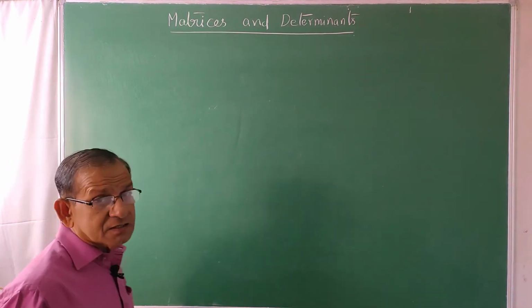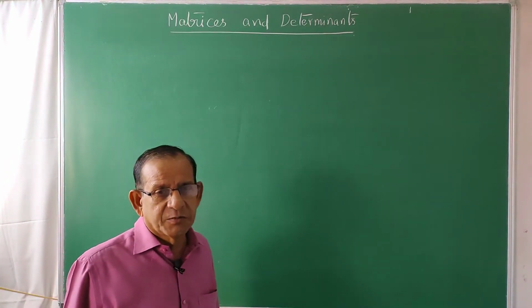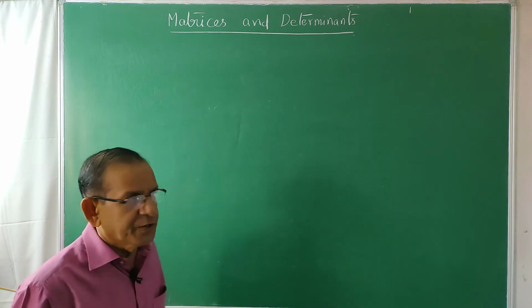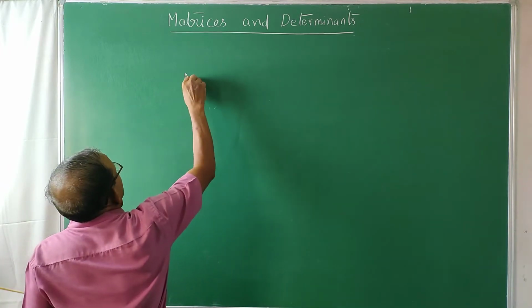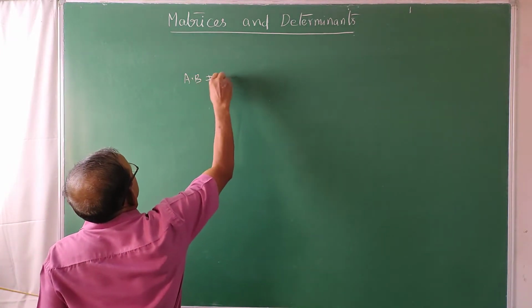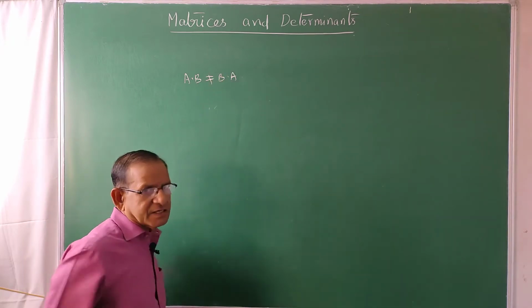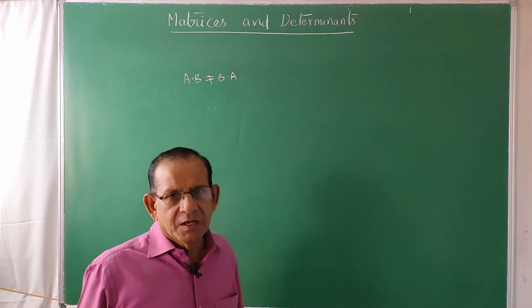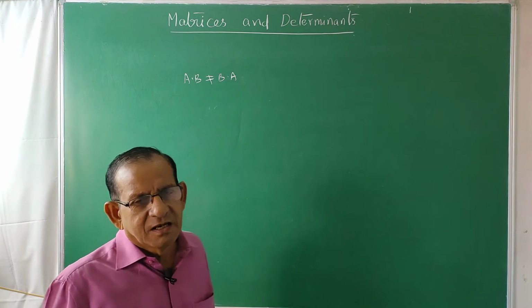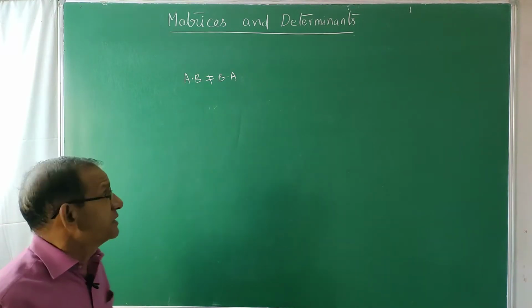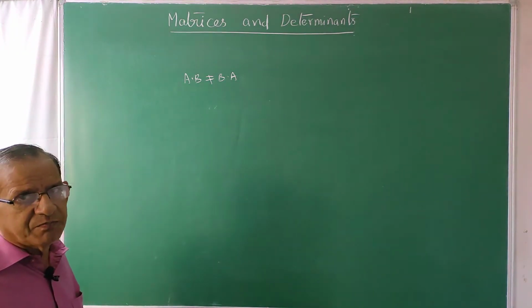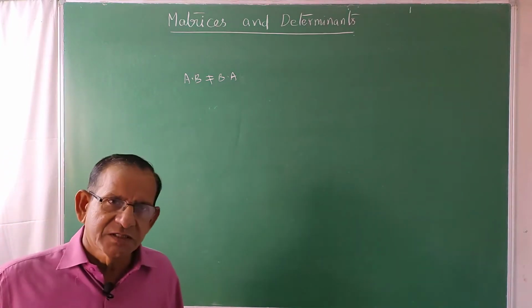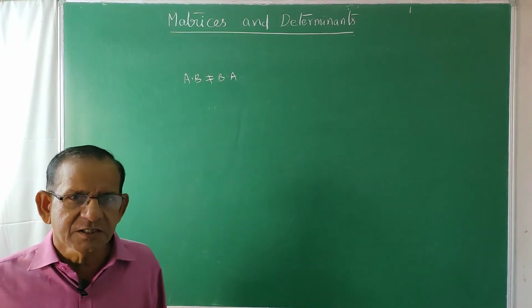Now matrix multiplication is not commutative. A into B is not equal to B into A. Only in some rare cases they may be equal, but not in all cases. A plus B is equal to B plus A, but A into B is not equal to B into A. Matrix multiplication is not commutative. Addition is commutative.